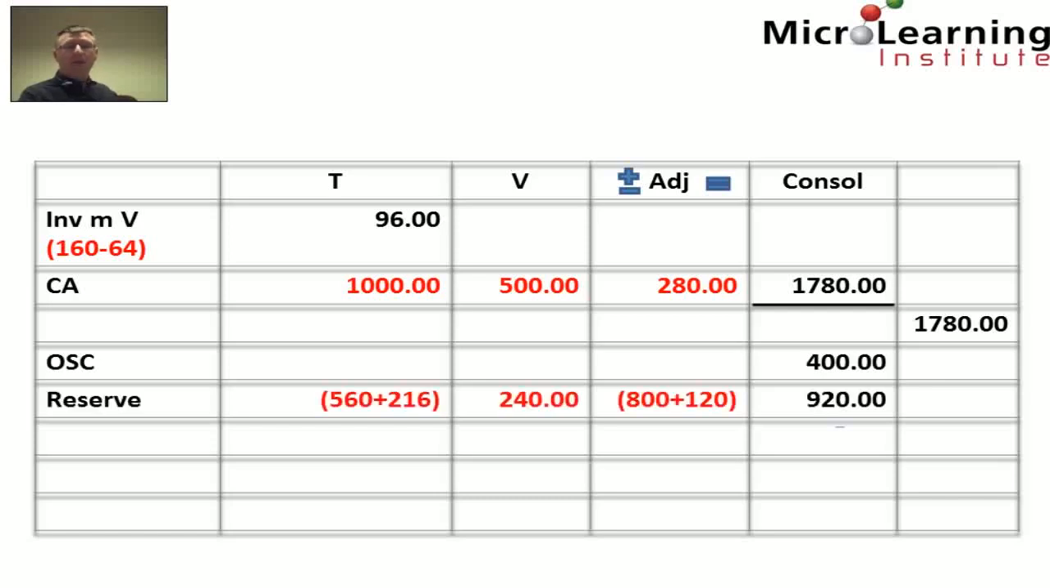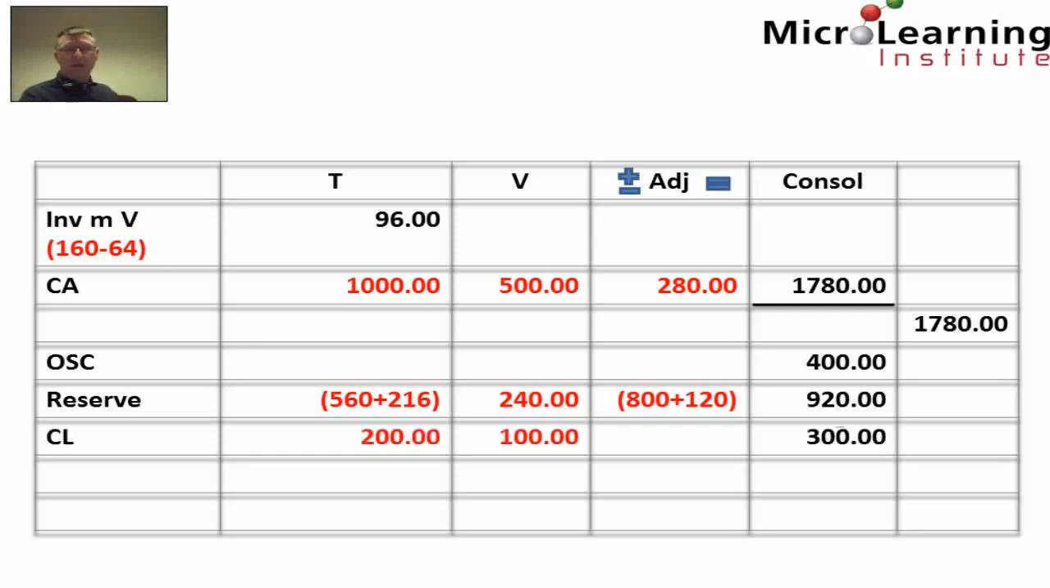The reserves now, we can see the individual company reserves of Tele are augmented by the individual profit that's recognized in Tele on the disposal of the 40% holding. The reserves of Vision, we're told in the individual balance sheet of Vision, is 240. However, the consolidated reserves as at the 31st of December X7 of 800 are now augmented or increased by the group profit on the disposal of 40%. So we see the consolidated reserves is 800 plus 120, which consolidates at 920.